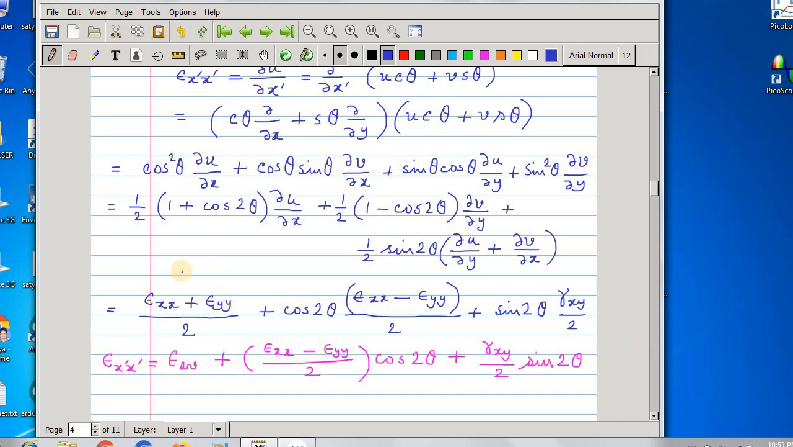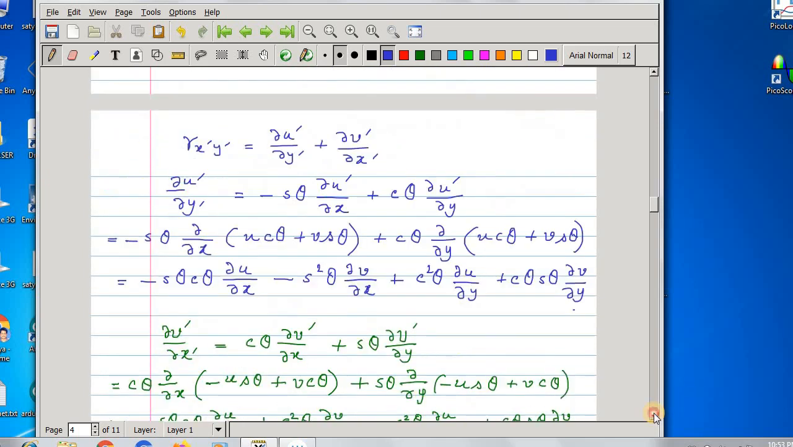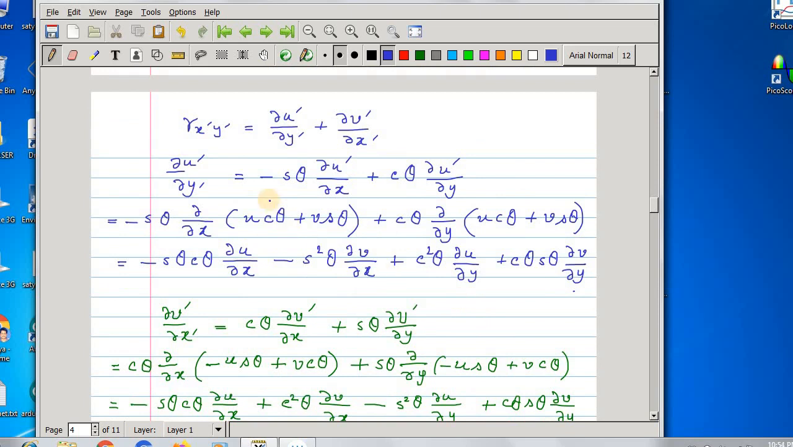That means if you know epsilon xx, epsilon yy and gamma xy, and if you take another axis x dashed y dashed, where the angle between x dashed and x is theta, then you can get epsilon x dashed using this relation. Similarly, you can proceed for gamma x dashed y dashed. Gamma x dashed y dashed is this.